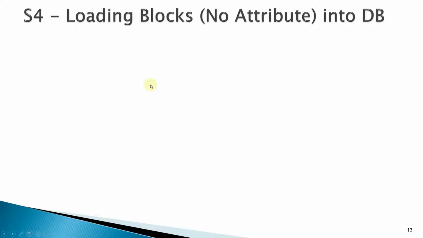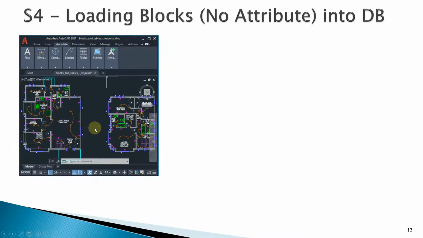The next object type that we're going to load into database are those blocks that have no attribute. So from the AutoCAD drawing, we have quite a number of blocks here that do not contain any attribute, like the toilet, the sink, the bathtub, and so much more.